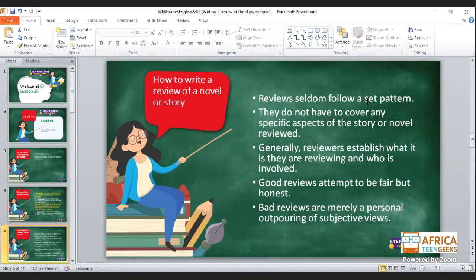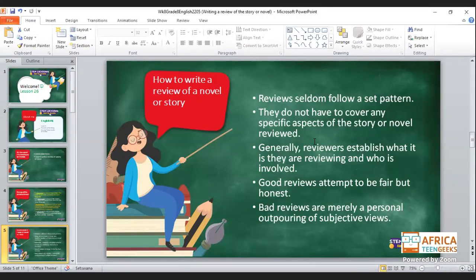Are you reviewing a novel? Are you reviewing a story? Are you reviewing an album, a game? Are you reviewing a book? Are you reviewing a film? Whatever it is that we should review, it will depend. Okay, so that's why with reviews there is no set pattern, but there are some things that we need to know, and some things that we need to remember when we write a review.